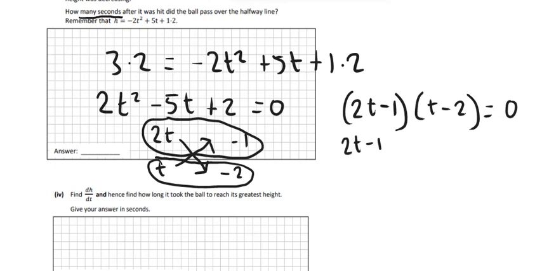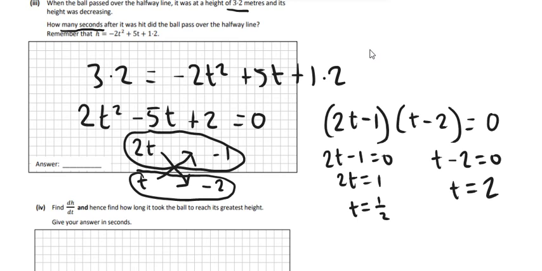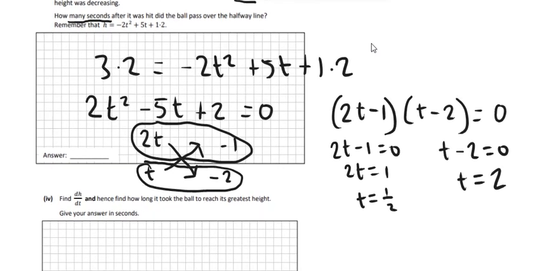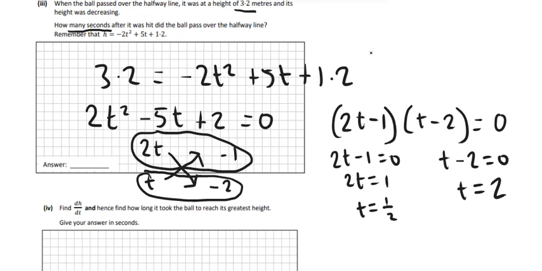So 2t minus 1 equals 0. So 2t equals 1. t equals a half. And t minus 2 equals 0. So t equals 2. So that's most of the way. You're almost there. You've got nearly all the marks if you get that far, but you have to decide which one of them works really. So if we think back to what the curve looks like. Okay, the reason we're getting two answers, he hits the ball and it goes like that.